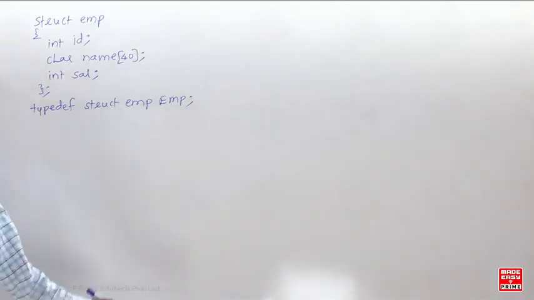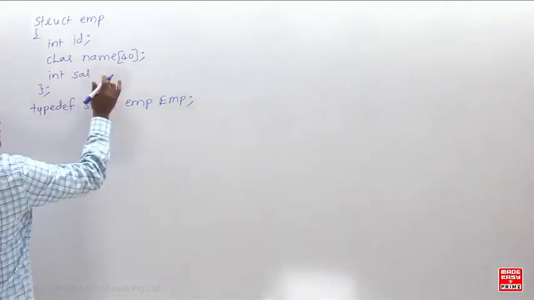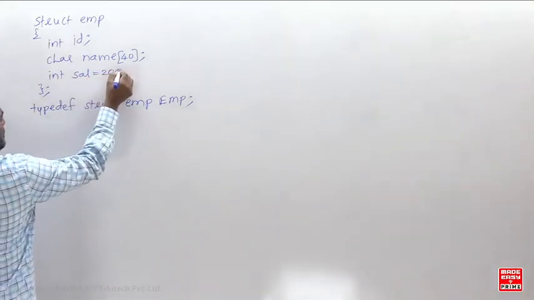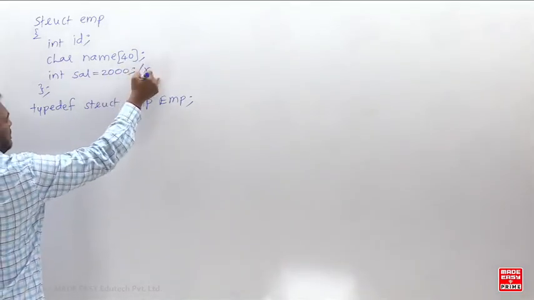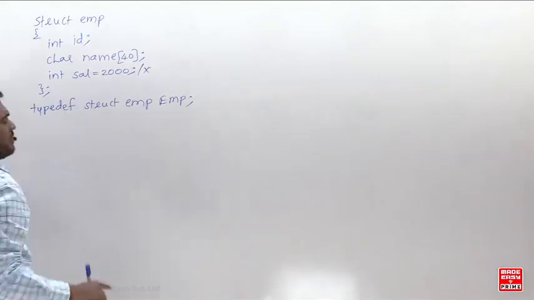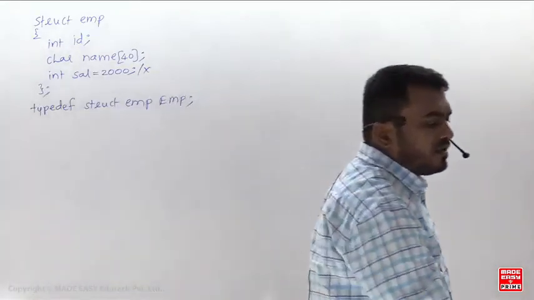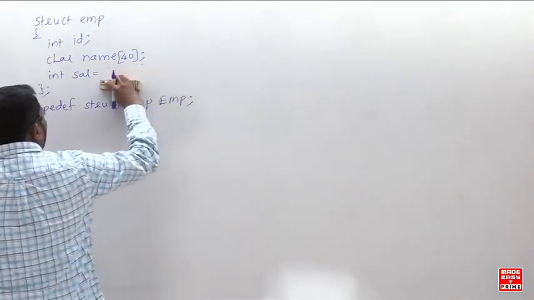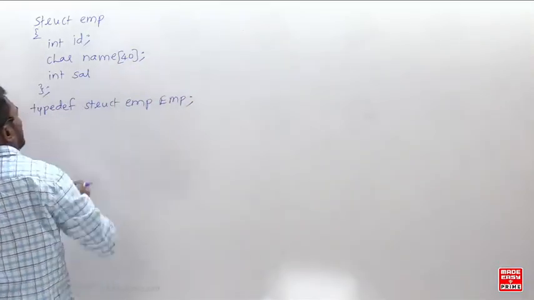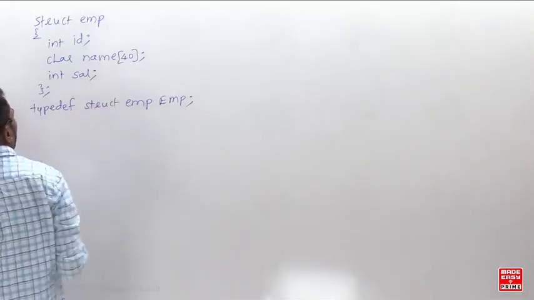Now, one important point: integer salary. If I write equal to 2000 here, is this allowed? This is strictly not allowed. Remember, this is not allowed, because you are creating a user defined data type. The data type itself has not been created, so where will it be allocated? It will not be. So that is not allowed.